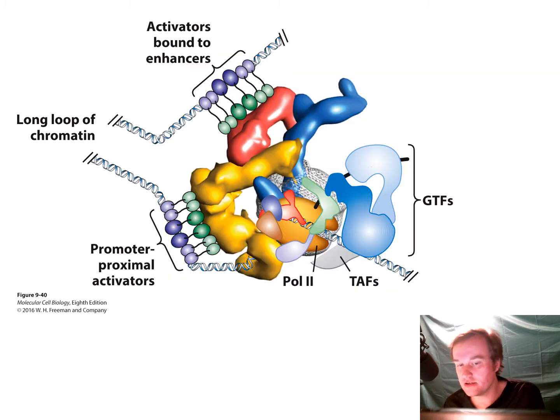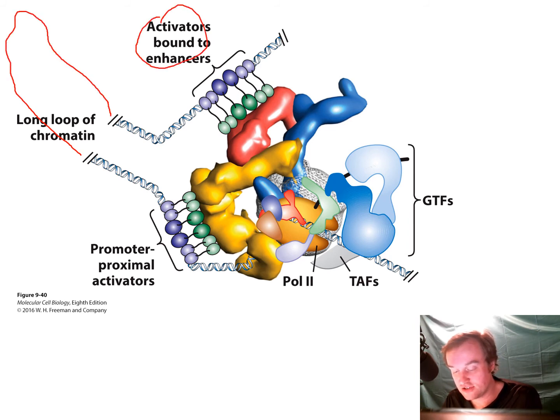So here we see the mediator complex interacting with activators and bound to the polymerase. As you can see, this is a long loop of DNA that goes somewhere else. These activators here, bound to the enhancers, are very far upstream of the gene. And what these activators do with the mediator complex is loop this DNA around so that the upstream enhancer sequence is now close to the actual promoter, or the transcription start site.